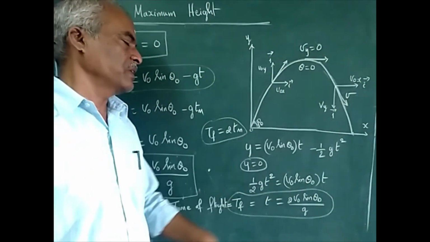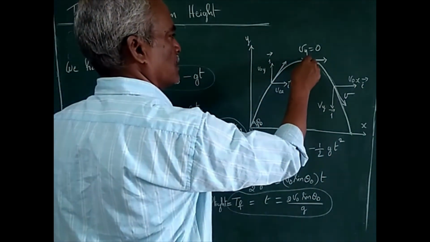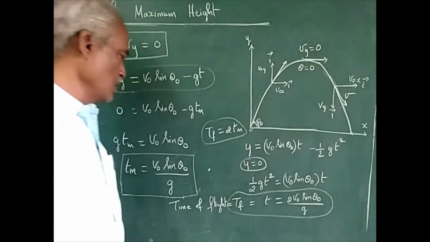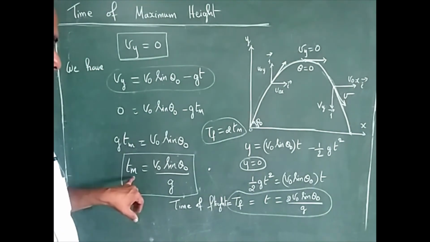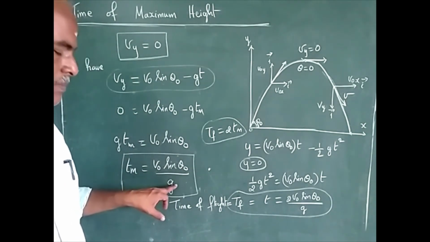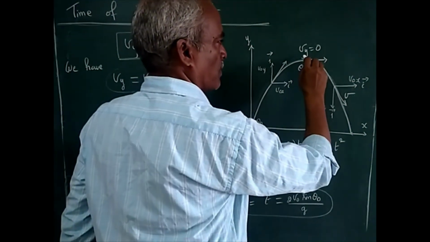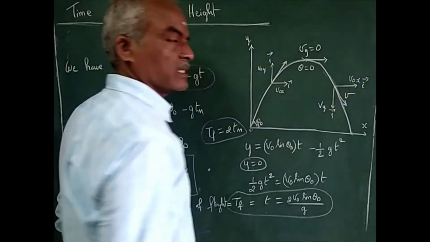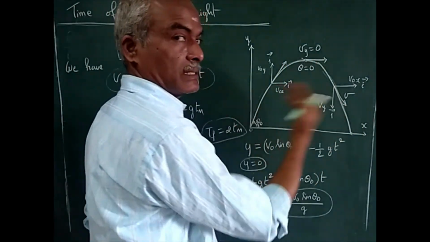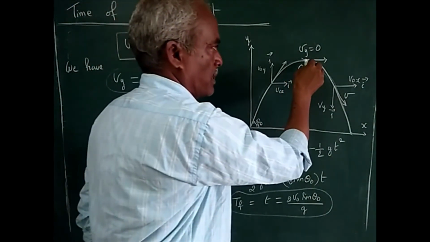So now we can verify this way also. That means from here we have seen the time required to reach maximum height. We got the relation Tm is equal to V naught sin theta naught divided by g. Now the same time will be taken from this point to reach this point because it is symmetric. This is a parabola and it is symmetric around this maximum height. This is maximum height, okay?